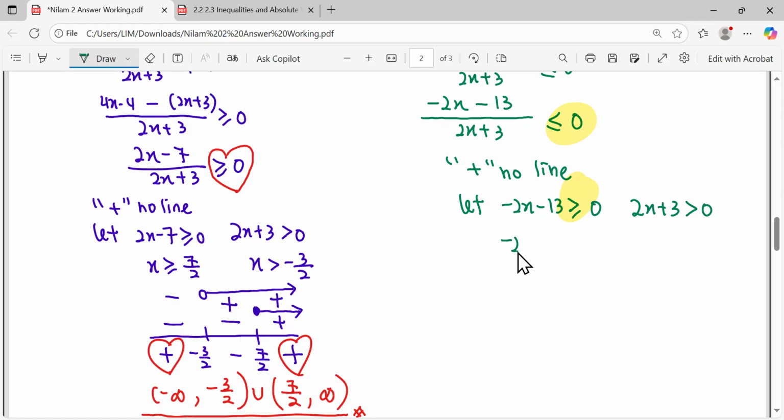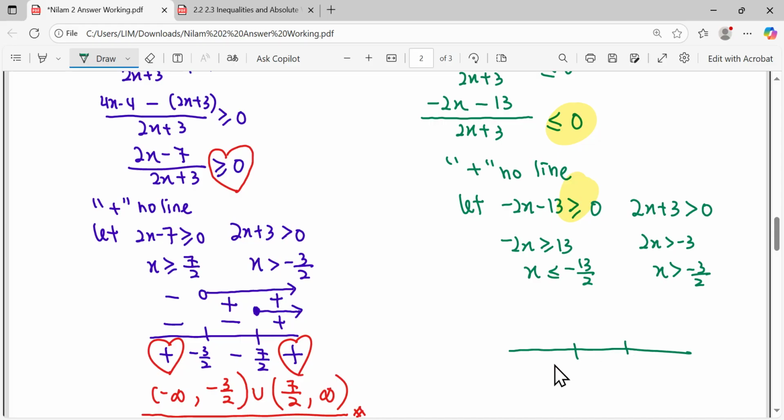So we solve it, negative 2x more than 13. When you divide by negative, you need to change the sign. So x is more than negative 13 over 2, and x more than negative 3 over 2. Then we can start drawing the positive number line with two numbers, negative 13 over 2 and negative 3 over 2. So two numbers, three regions. You can see here three regions.